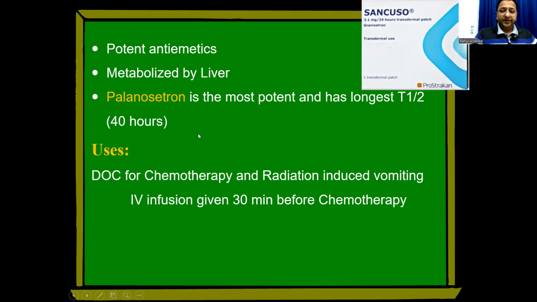The main use of 5-HT3 antagonists is that they are the drug of choice for chemotherapy and radiation-induced vomiting. They can be given before chemotherapy and also after chemotherapy. The IV infusion is given 30 minutes before the chemotherapy, and if you want to give it after the chemotherapy, you have to divide the dose accordingly.